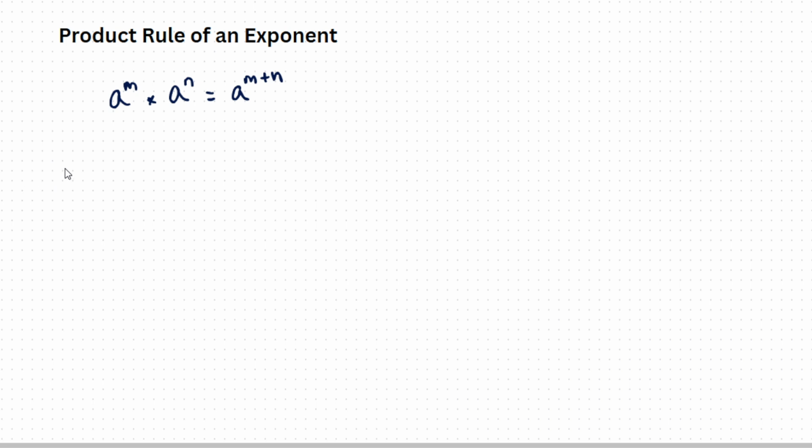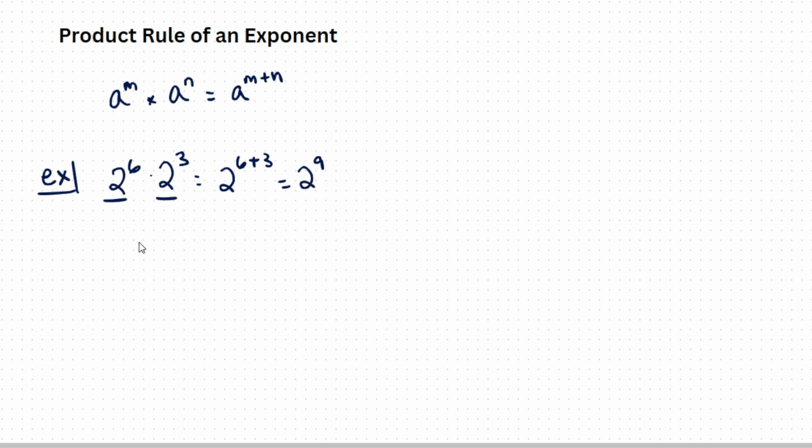To take a look at this, we can look at an example. If we have 2 to the 6th times 2 to the 3rd, what is that going to do? We know that we have the same base of 2, and we can follow our exponent rule here. We're going to just add our exponents together. So we're going to have 2 to the 6th plus 3 equals 2 to the 9.